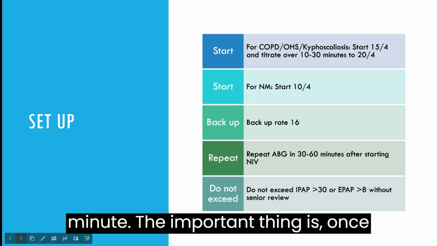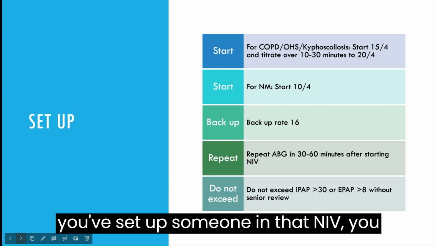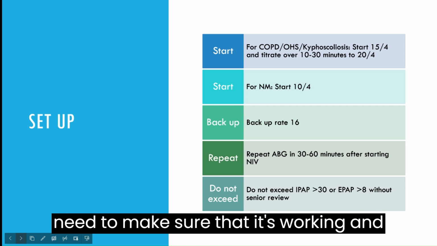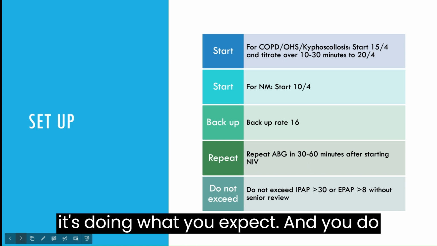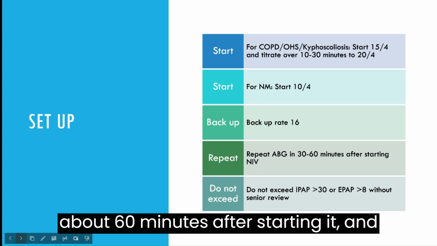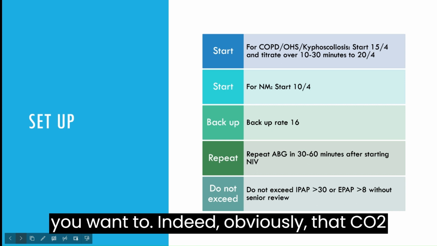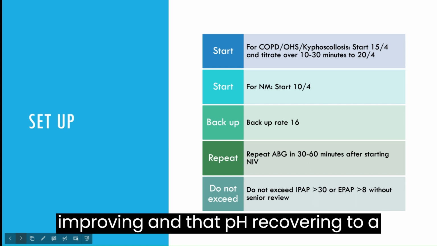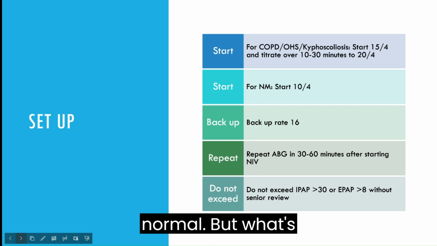The important thing is, once you've set up someone on NIV, you need to make sure that it's working and it's doing what you expect. And you do that by repeating an arterial blood gas about 60 minutes after starting it. And you want to see, obviously, that CO2 improving and that pH recovering to normal.